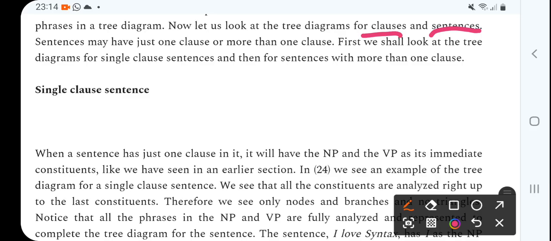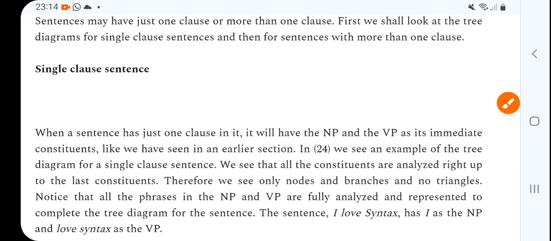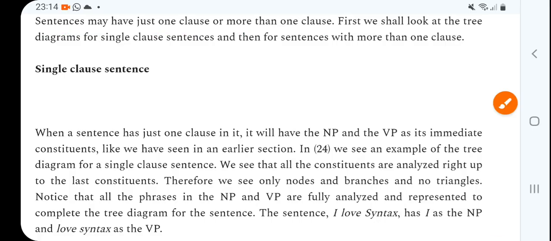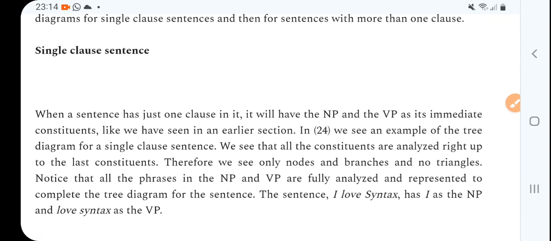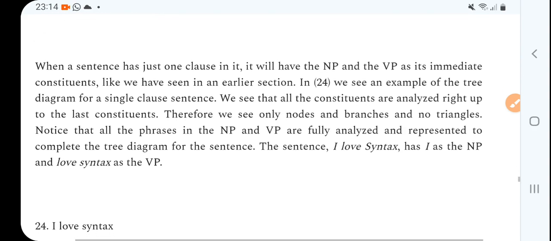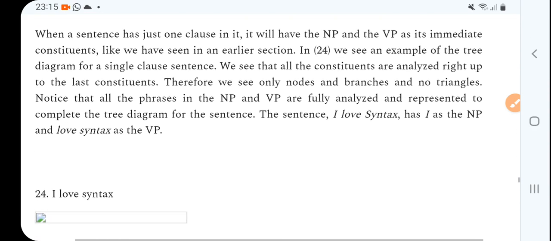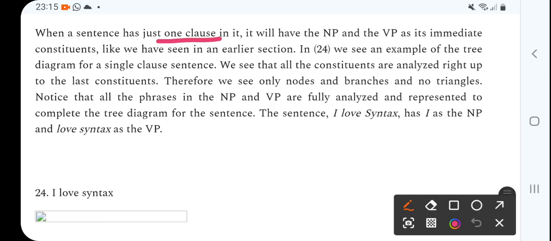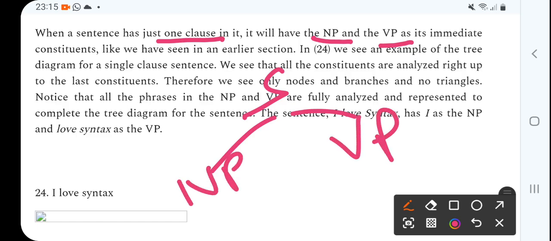Sentences may have just one clause or more than one clause. So first we shall look at the tree diagram for a single clause sentence and then a sentence with more than one clause. Okay, single clause sentence. When a sentence has just one clause in it, it will have a noun phrase and a verb phrase as its immediate constituents. This is a sentence: noun phrase and verb phrase, immediate constituents.